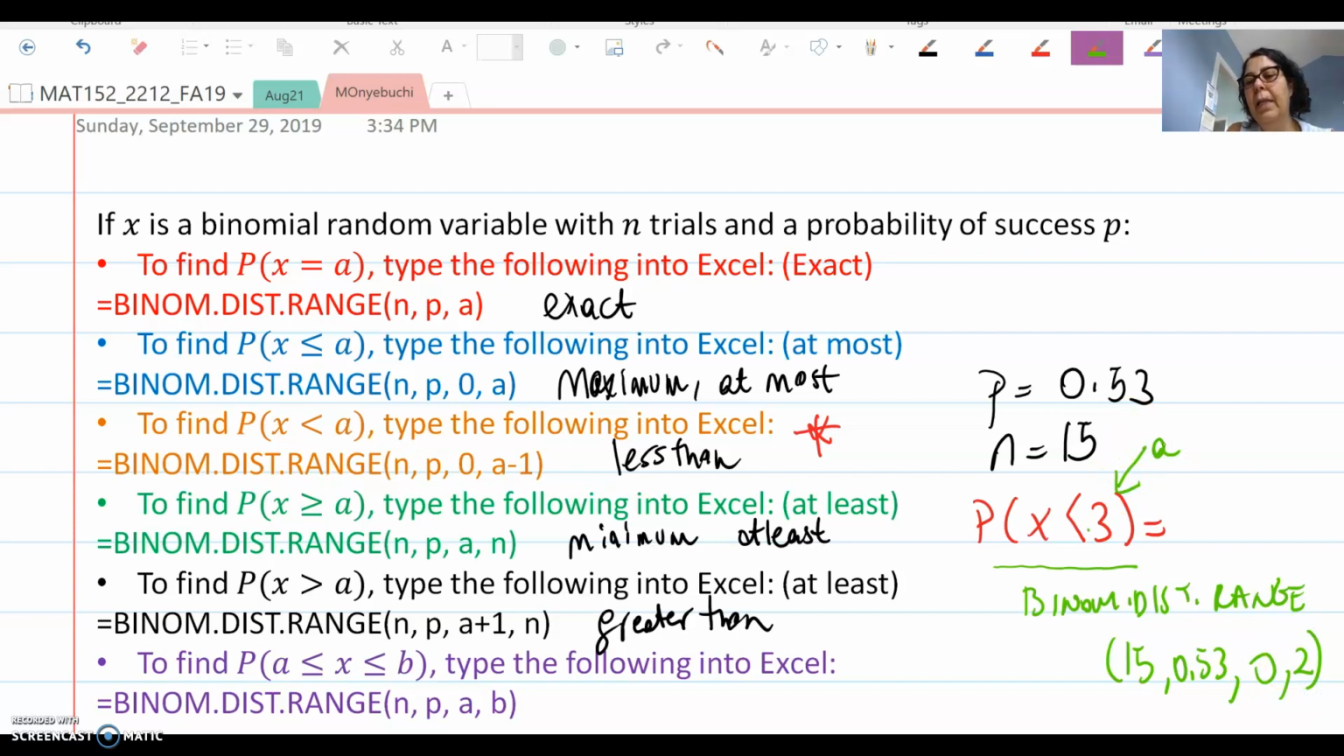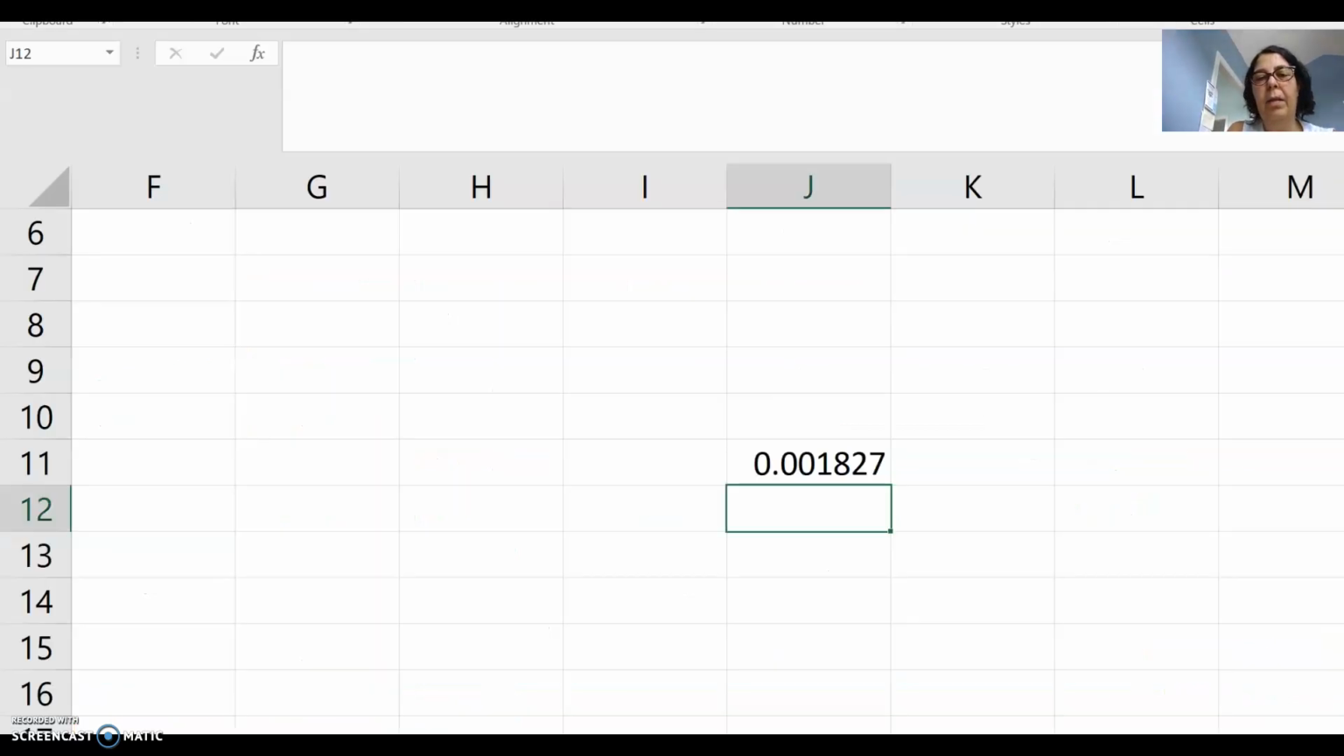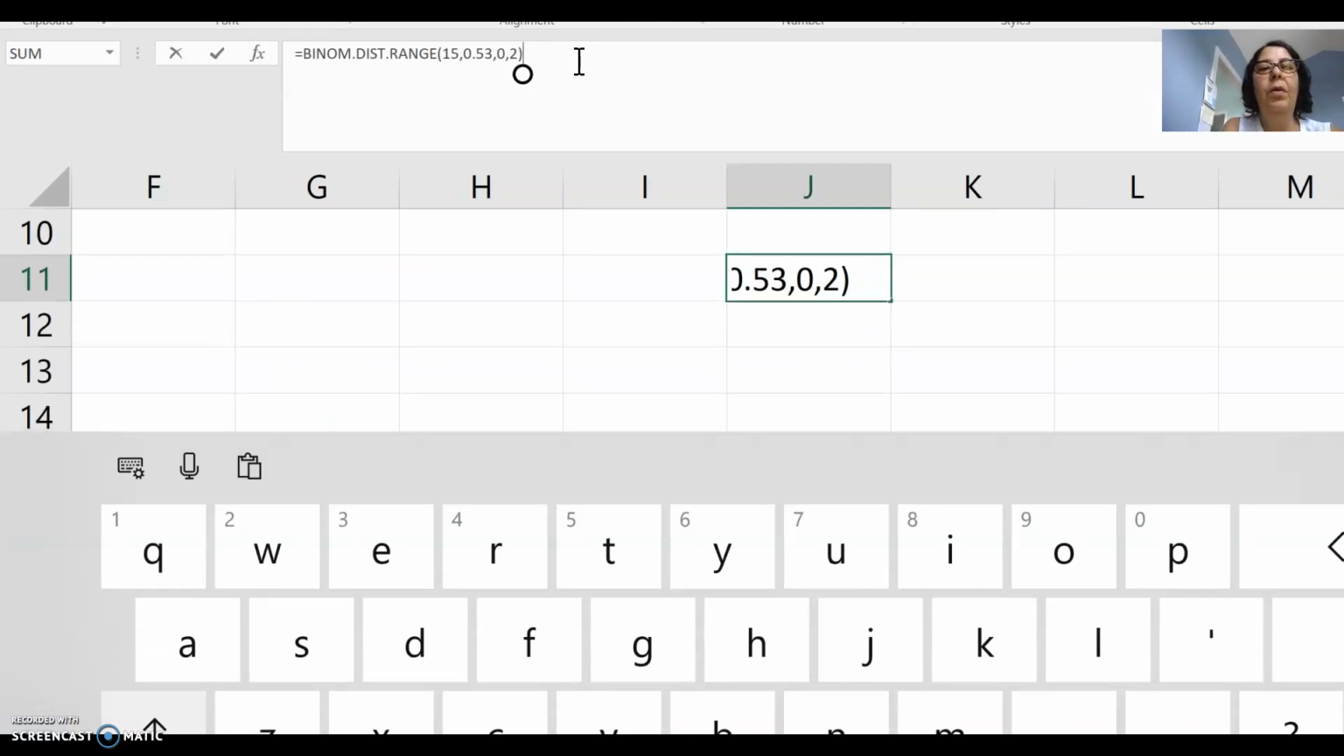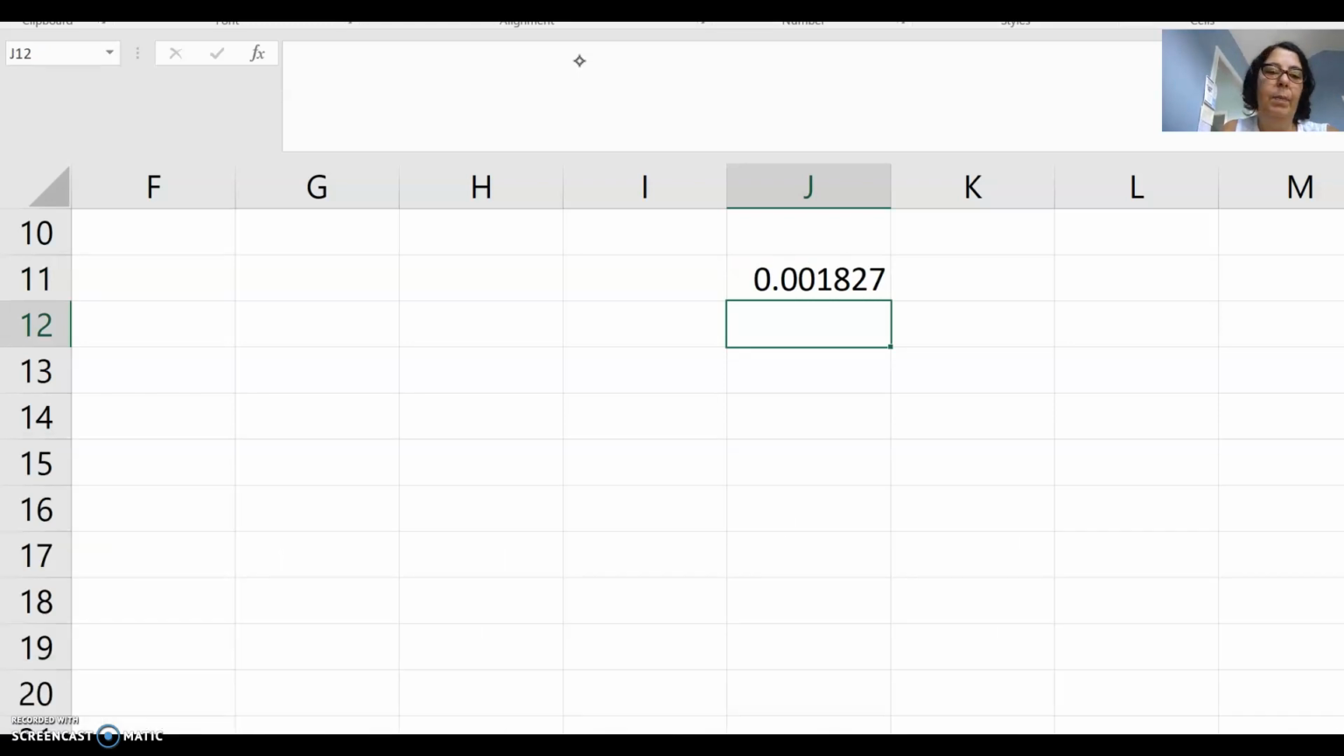Okay, so we're going to put that into Excel. I have done that with you. As you see on my screen, binom.dist.range 15, 0.53, 0, 2, I'm hitting enter, and that's the correct answer for that probability problem. Hope this helps.